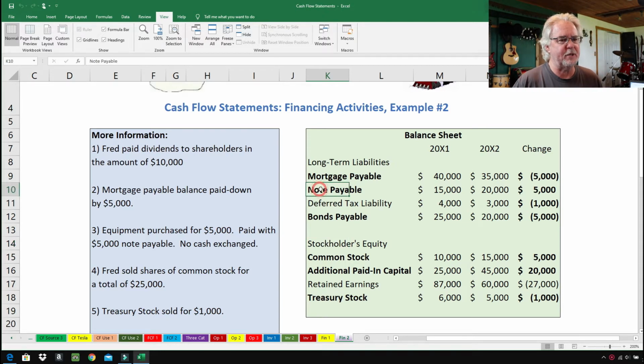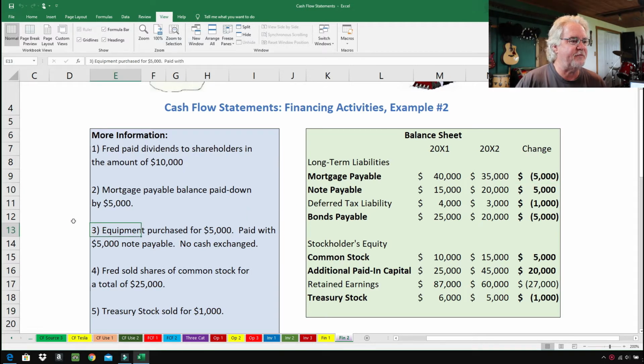Coming down to note payable. Was $15,000, now $20,000 for an increase of $5,000. That's what it looks like, but we have to dig deeper. We might have to look into the general ledger, the general journal, maybe talk to people, maybe look up documentation, find out what's going on. So it appears that it increased by $5,000. Let's see what's going on here. I've got some extra information.